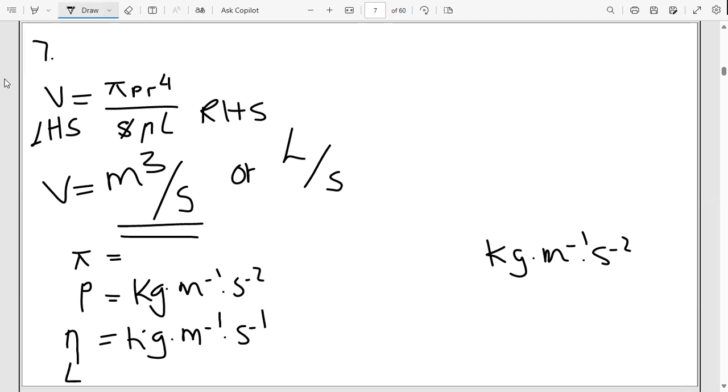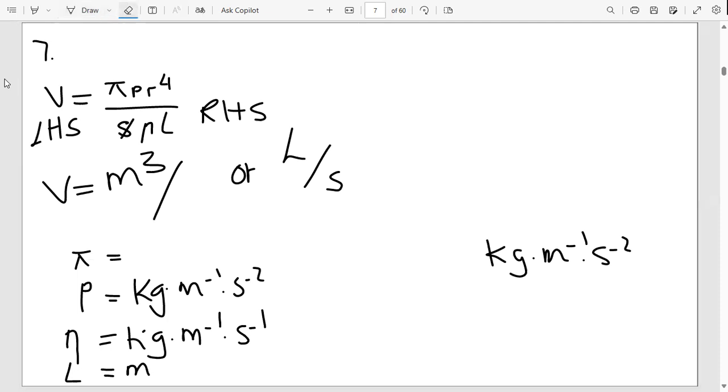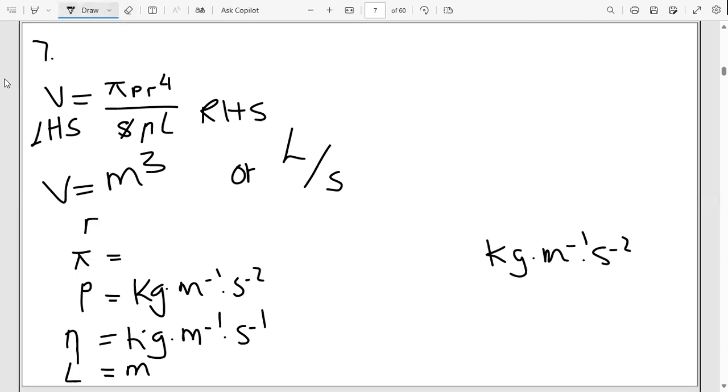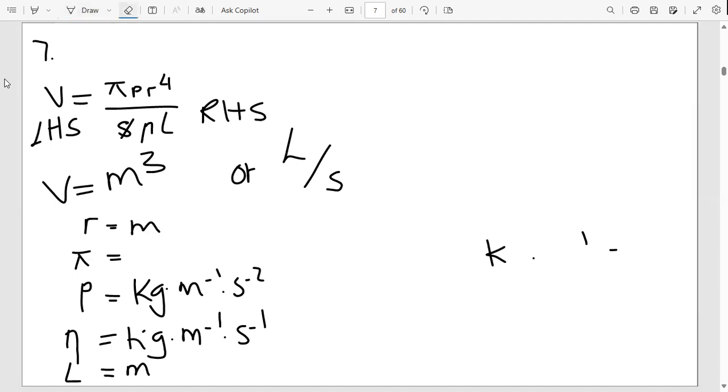Then you have length, which has dimensional units of L. Even r is also a length, its radius, so it's going to have the units of m. R is going to have the dimensional units of m. Now we can plug these into the formula that we've been given so that we can find the actual dimensions on the right hand side.